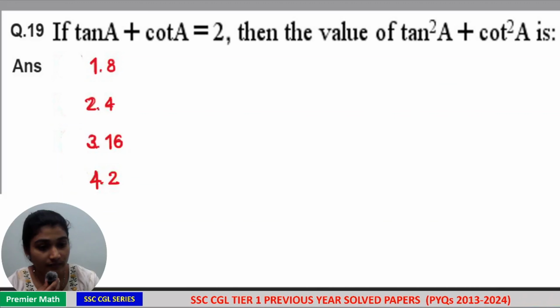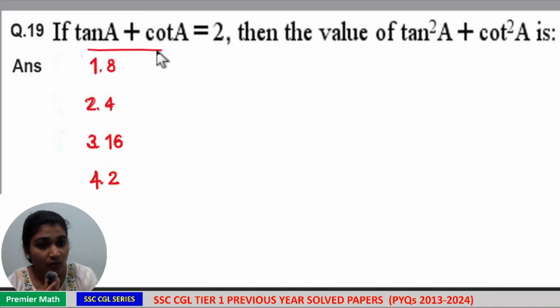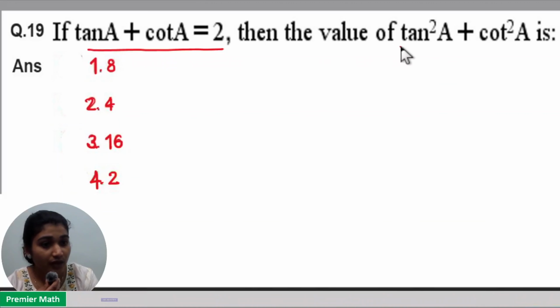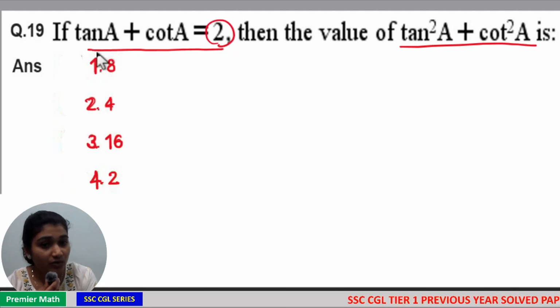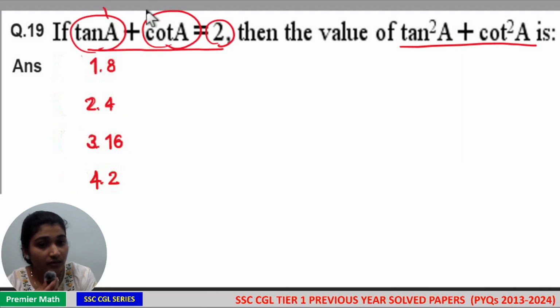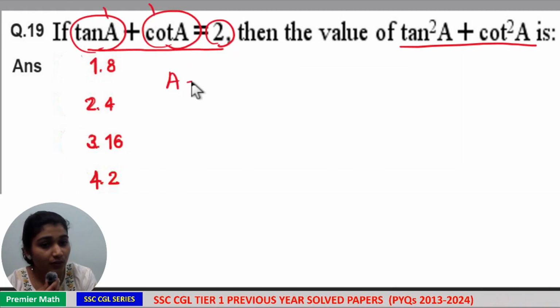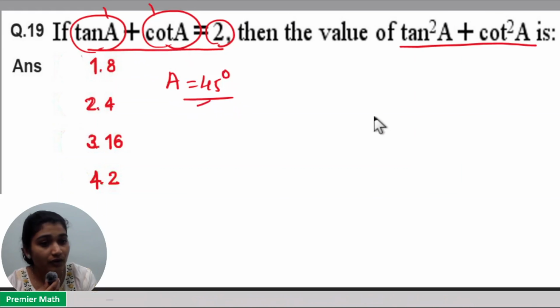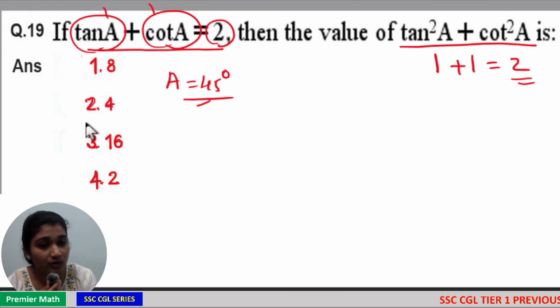Here if tan a plus cot a is equal to 2, then the value of tan square a plus cot square a is. Here tan a plus cot a is equal to 2 means each of this term should be 1. So a here is equal to 45 degree, because tan 45 is 1, cot 45 is 1. Then tan square 45 is also 1 and cot square 45 is also 1. So 1 plus 1 is 2. Option 4 is your answer.